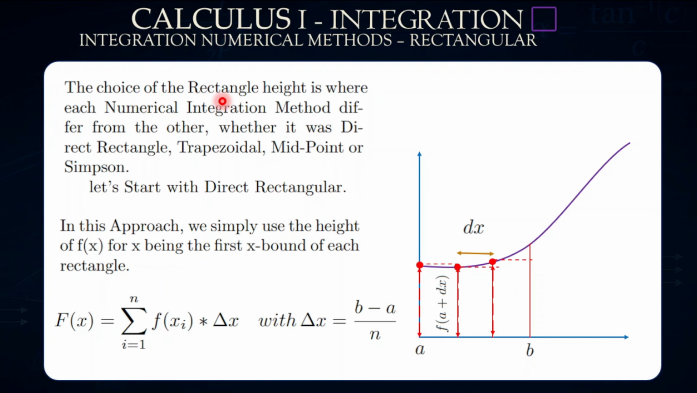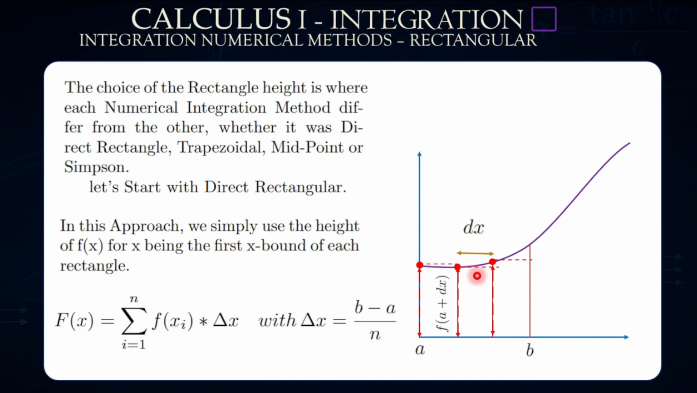The choice of the rectangle's height is where each numerical integration method, or most of them at least, differ from the others, whether it is direct rectangle, trapezoidal, midpoint, or Simpson. Simpson also actually uses curves rather than flat lines. Let's start with the direct rectangular method. In this approach, we simply use the height of f(x) for x being the first x bound of each rectangle.